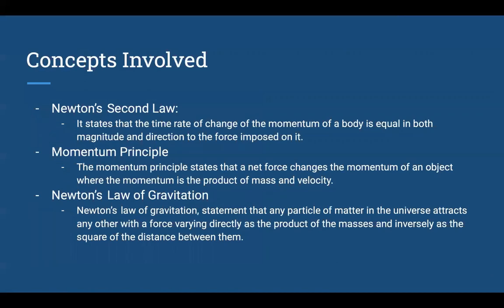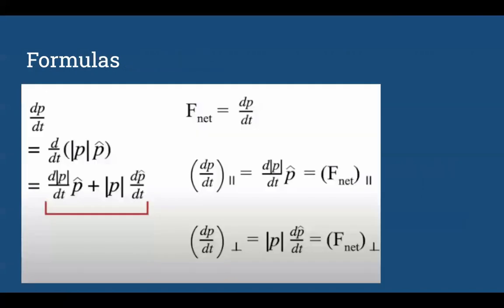So Newton's second law basically states that the rate of change of momentum is equal to the force imposed on it. The momentum principle states that momentum is equal to mass times velocity, and Newton's law of gravitation states that gravitational force is directly proportional to the product of masses and inversely proportional to the square of the distance between them.